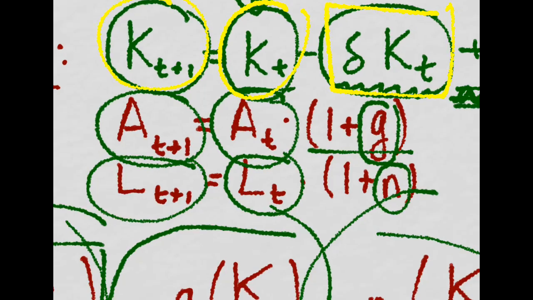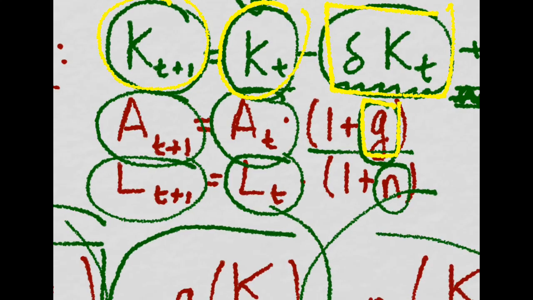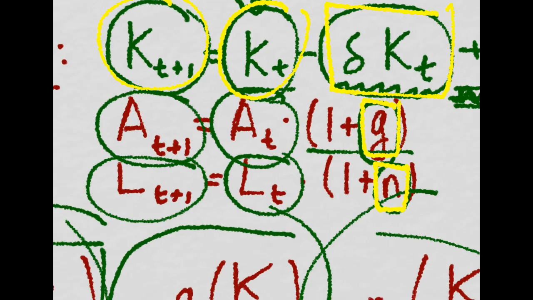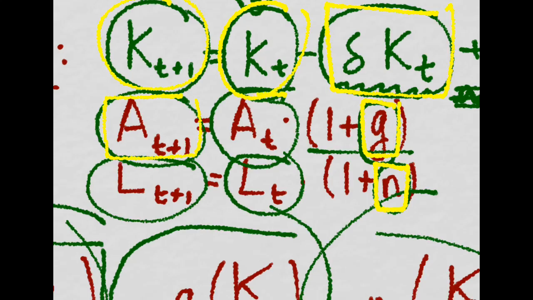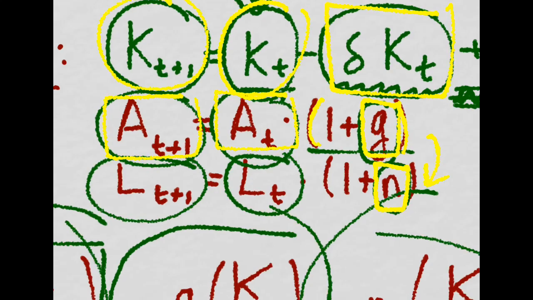And if we define the growth rate of technology by G and the growth rate of population, or in this case the labor force, as N, then technology at t plus 1 will just be equal to technology at t times 1 plus G, and the same for labor.